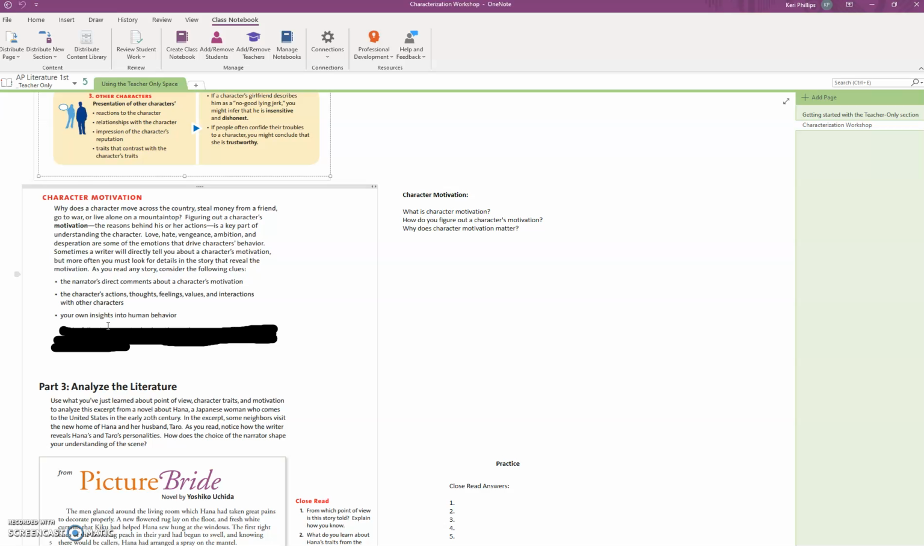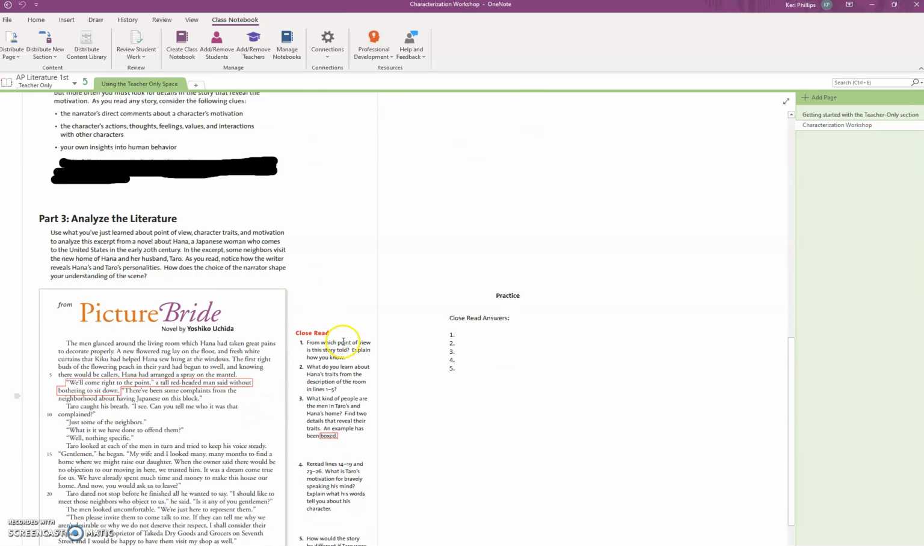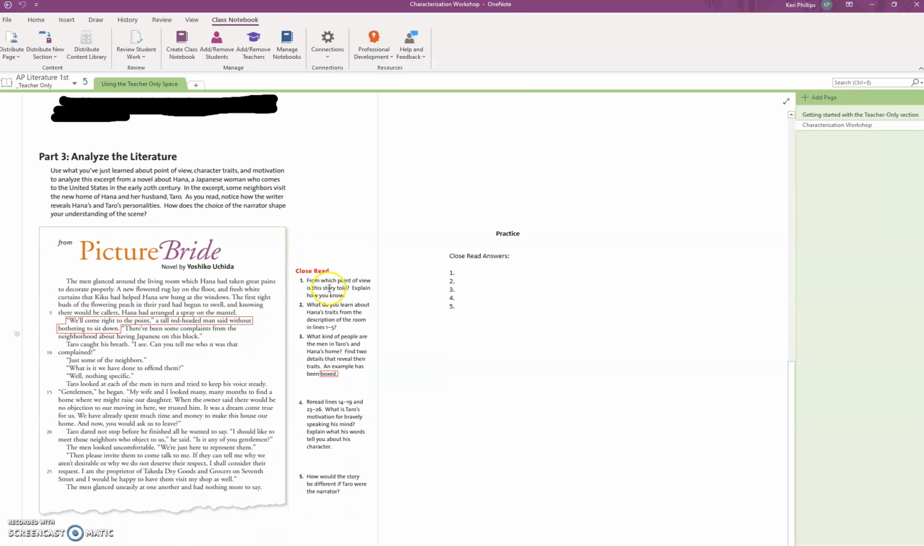Because these characters are meant to imitate humans, like human life, the human experience. So we can use our own insights to help draw conclusions about motivation, but we've got to use details from the story to help us make an educated conclusion, not just a blind guess. So the third part of your notes is actually practicing dealing with character traits and motivation.